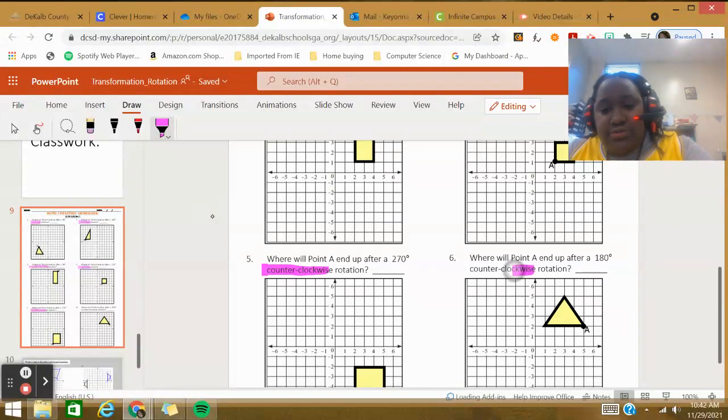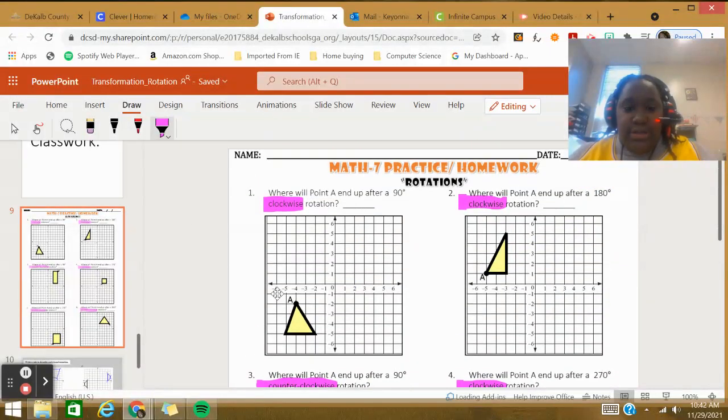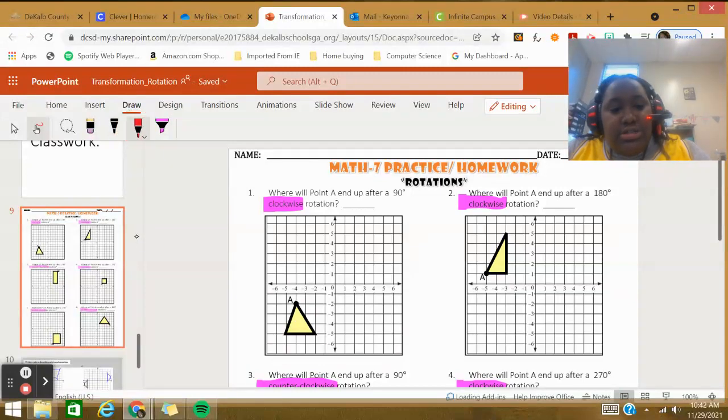All right, and then you're going to use the rules, which are written up on the board in class. But the first thing I would do to complete these problems is write what the original coordinate is. So I'll go ahead and do the first one. My A is going to be (-4, -2). It's asking me to do 90 degrees clockwise. 90 degrees clockwise says change X and then switch positions.